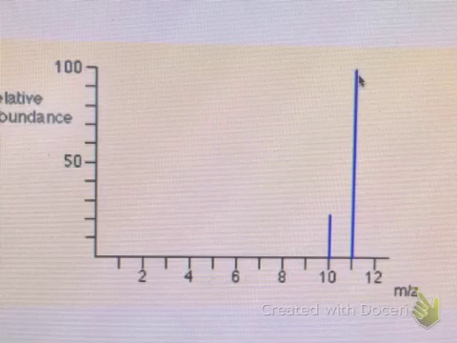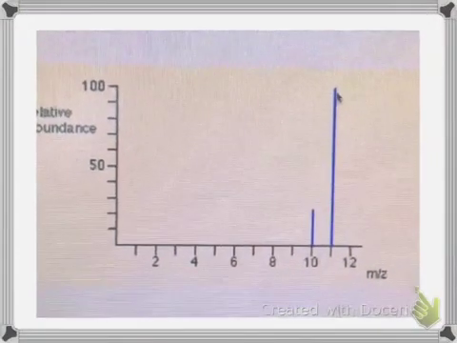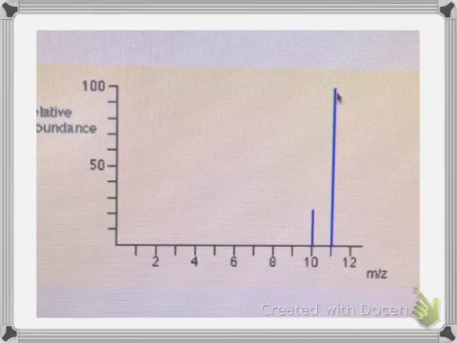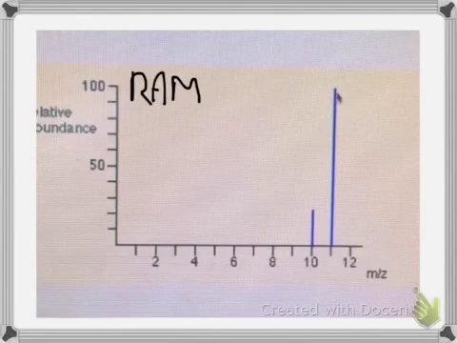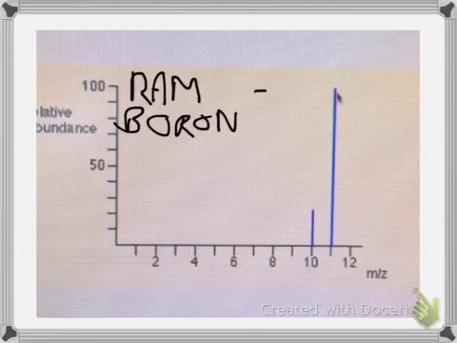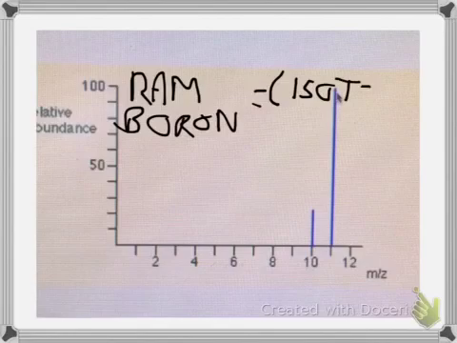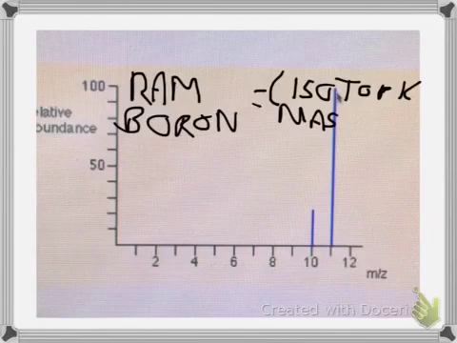Okay, we can also use mass spec to work out the relative atomic mass of an element. This one is looking at boron. We need to work out what the actual RAM of boron is, the relative atomic mass of boron. The way I work it out is I look at the isotopic mass of my isotope, and I multiply that by the abundance.